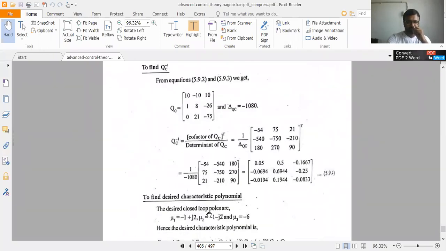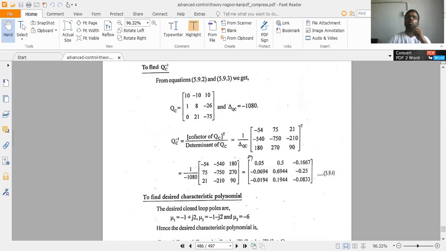So this particular matrix is the inverse of the controllability matrix.